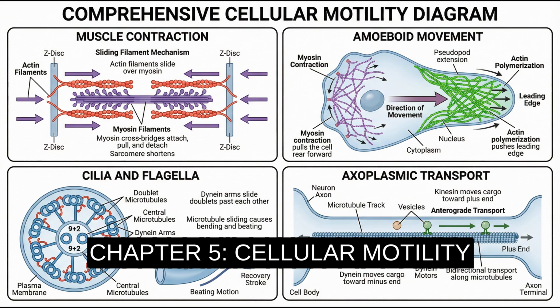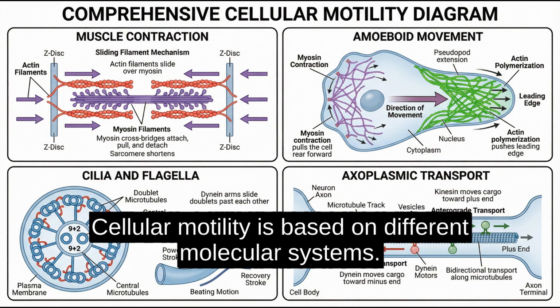Chapter 7: Nucleus. The nucleus is the control center of the cell, storing genetic information and directing cellular activities. The nuclear envelope is a double membrane with nuclear pores that regulate molecular passage. Chromatin is the complex of DNA and proteins. Euchromatin is loosely packed and transcriptionally active. Heterochromatin is tightly packed and inactive. The nucleolus synthesizes ribosomal RNA and assembles ribosomes.